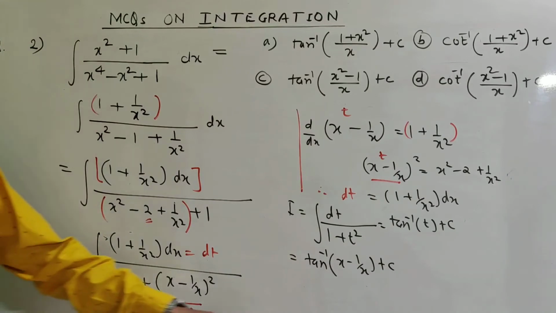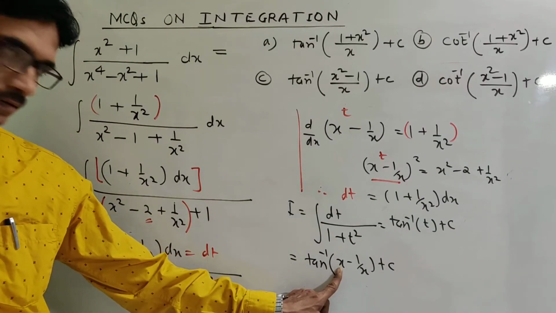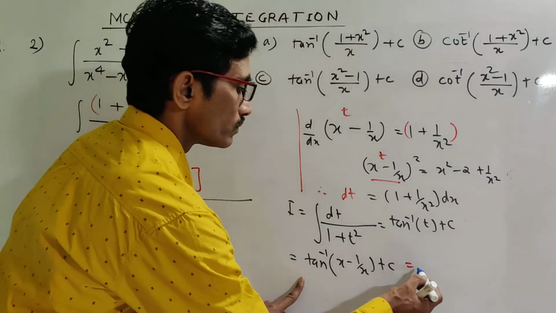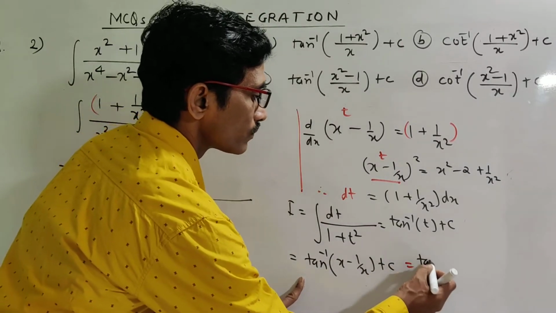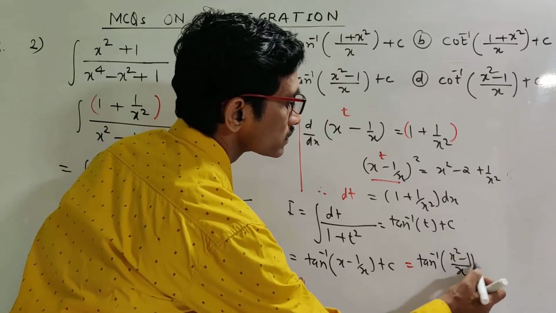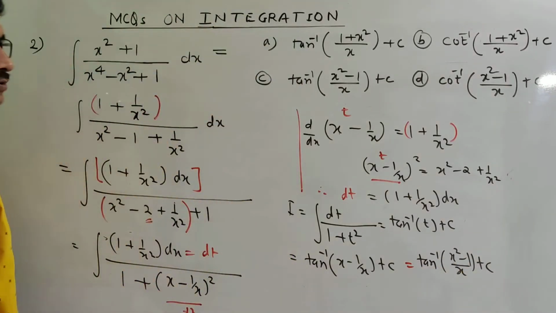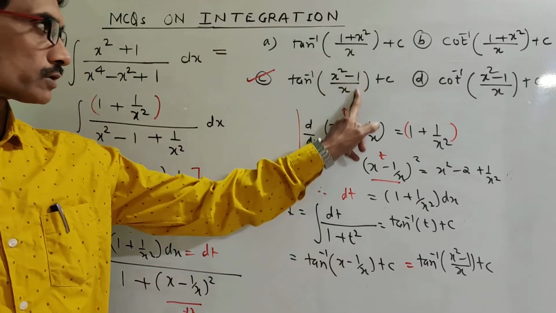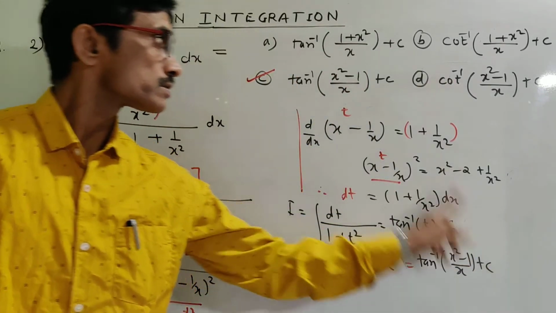Now here we simplify it. So it is x square minus 1 upon x. So that is equal to tan inverse of x square minus 1 upon x plus c. So we are having this option, that is tan inverse of x square minus 1 upon x plus c.